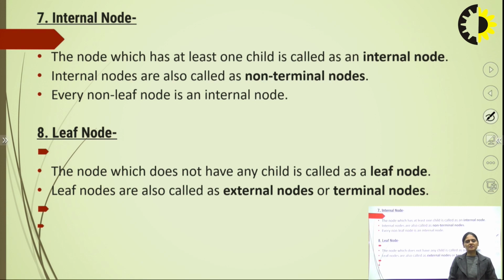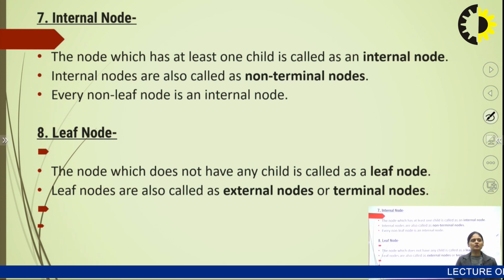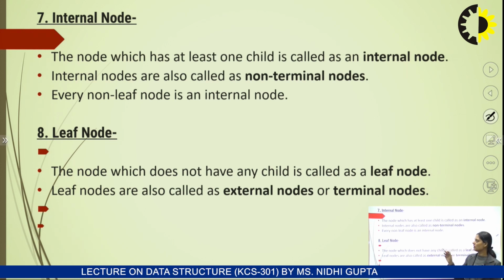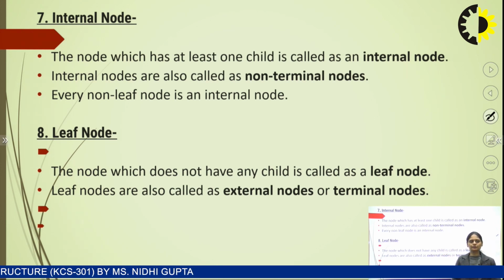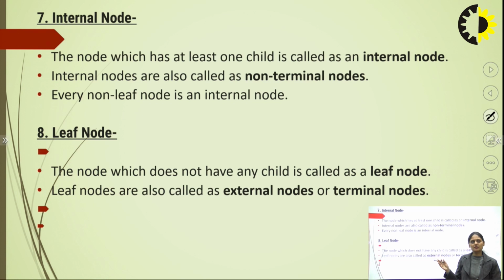Now, there is a concept of internal nodes. Internal nodes are the nodes which have at least one child, and the nodes which do not have any child are called leaf nodes. Internal nodes are also called non-terminal nodes. Every non-leaf node is an internal node, and the leaf nodes are the terminal nodes which do not have any child nodes. Leaf nodes are also called external nodes.